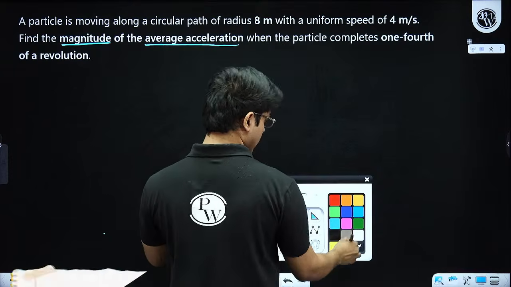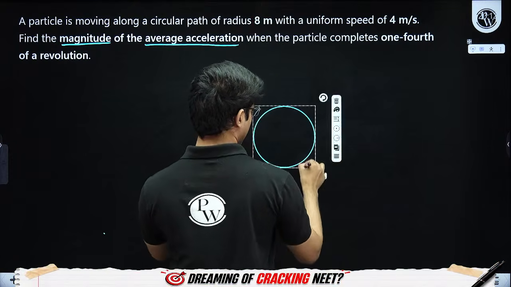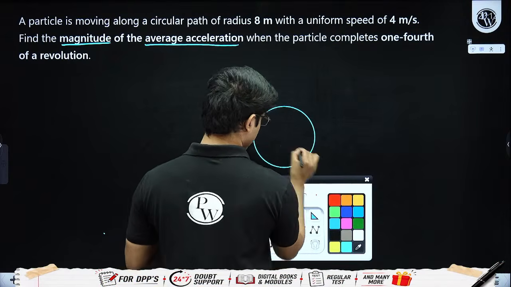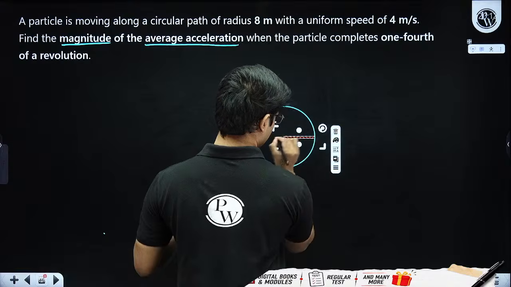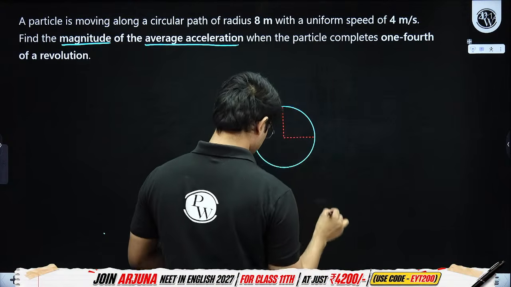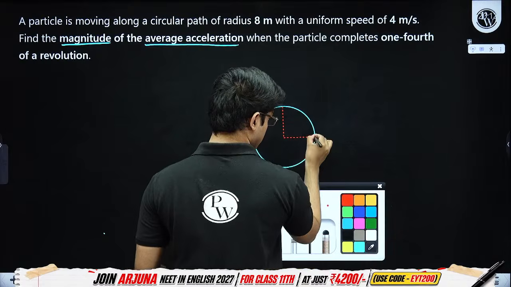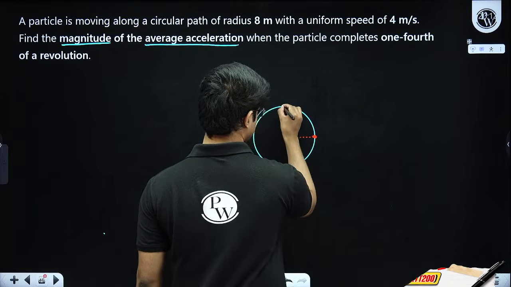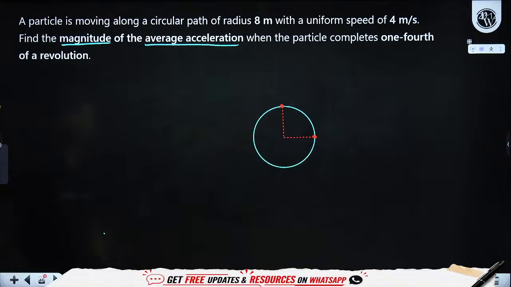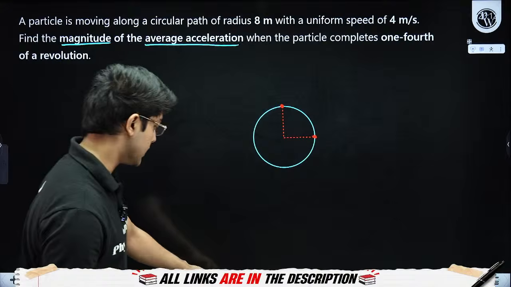So we have a circle and some particle over here and over here. What does 1/4 of the journey mean? It starts from here and let's say it ends here. In this journey, they're asking the magnitude of average acceleration.